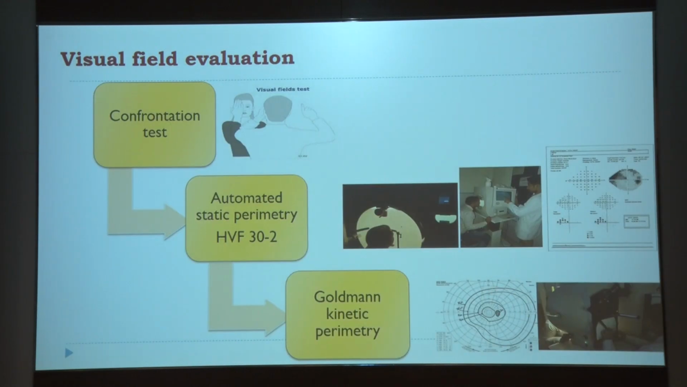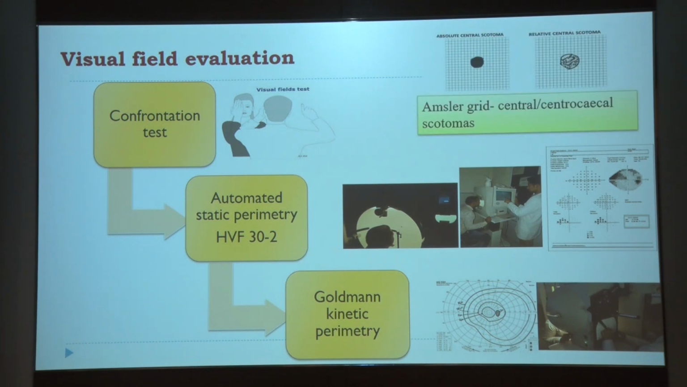Just in brief, you can use either automated static perimetry like Humphrey's, or you can use a Goldmann kinetic perimetry, especially if you want to have an idea of the peripheral visual fields. Now, if nothing is available, you're sitting in a peripheral center, use a confrontation test. Confrontation is a simple bedside test that will give you a gross idea about the large field defects. And sometimes we have also used Amsler's grid to chart central or centrocecal scotomas.